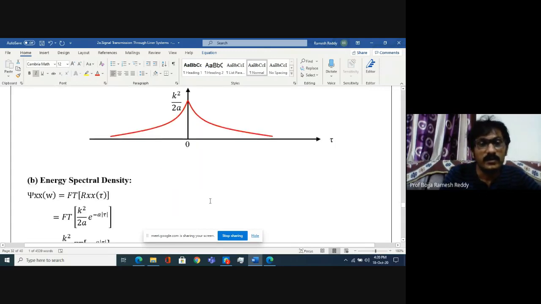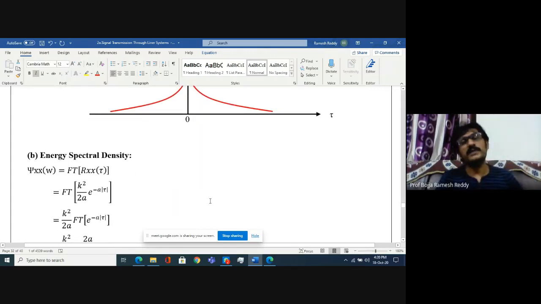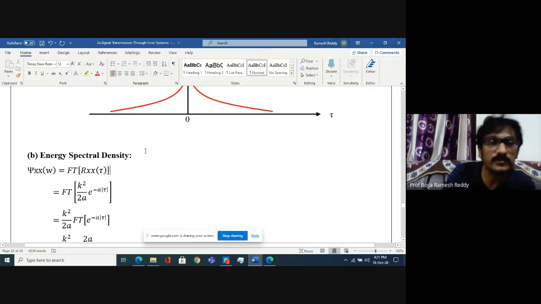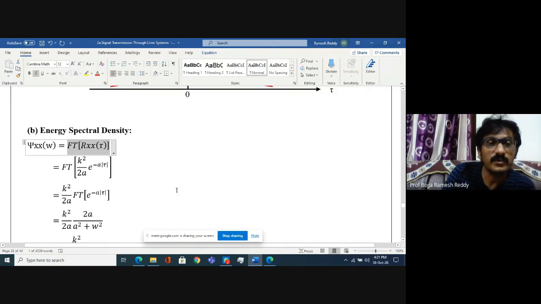Now the energy spectral density. What is the energy spectral density? The Fourier transform of the autocorrelation is nothing but the energy spectral density. It can be computed by simply applying the Fourier transform to rxx of tau, that is the Fourier transform of k square by 2a e power minus a modulus of t. k square by 2a is a constant, so take it outside.